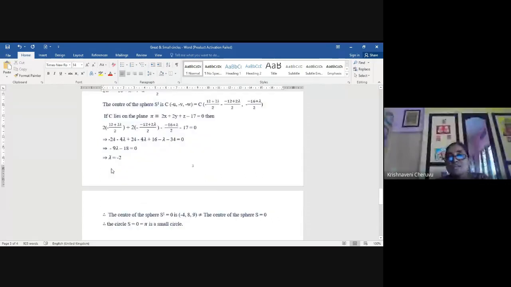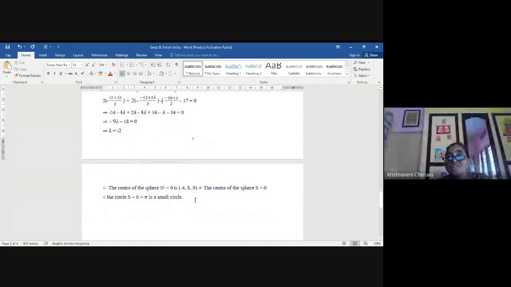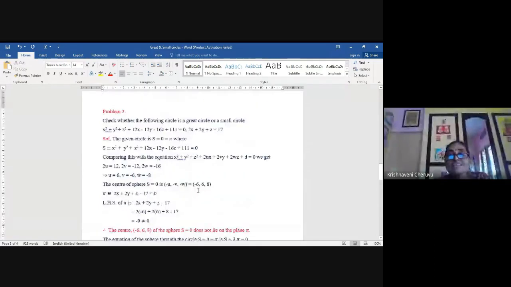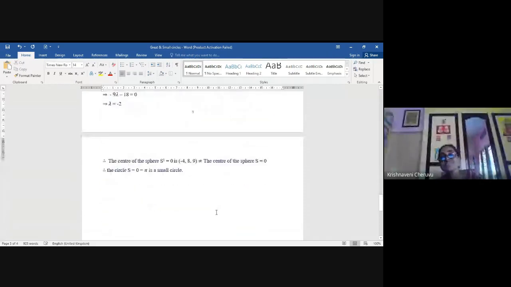So substitute this lambda value in the center, you get the center of the sphere. Now this center of the sphere passing through the circle S is equal to 0 is equal to pi is minus 4, 8, 9. Whereas the center of the given sphere is here minus 6, 6, 8. They are not equal. That's why you can say that this circle is a small circle.